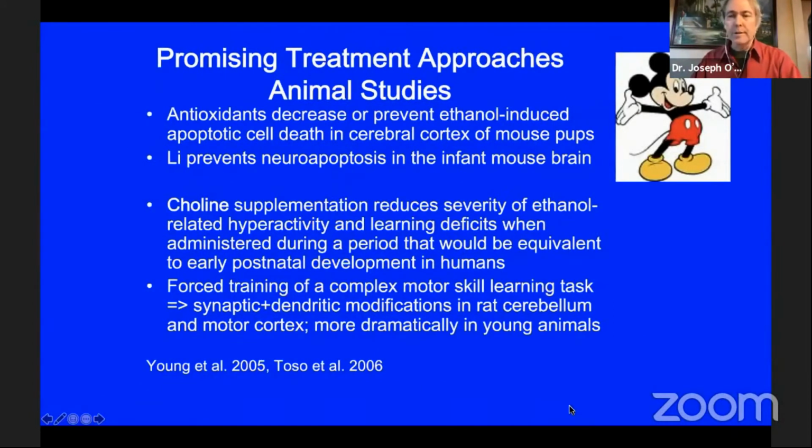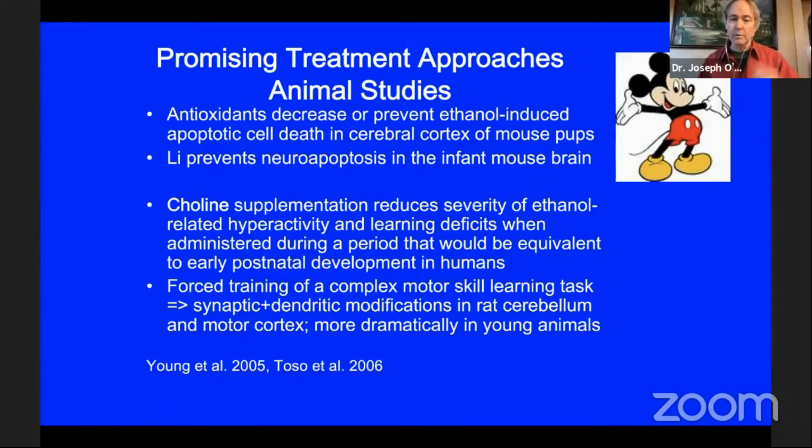So those were some depressing statistics. However, there are some promising treatment approaches in the preclinical realm right now. Antioxidants may decrease or prevent ethanol-induced apoptotic cell death in the cortex in mice. Lithium may prevent neuroapoptosis in the infant mouse brain. Choline supplementation has generated great excitement in recent years. It seems that it reduces the severity of ethanol-induced hyperactivity and learning deficits in these animal models.